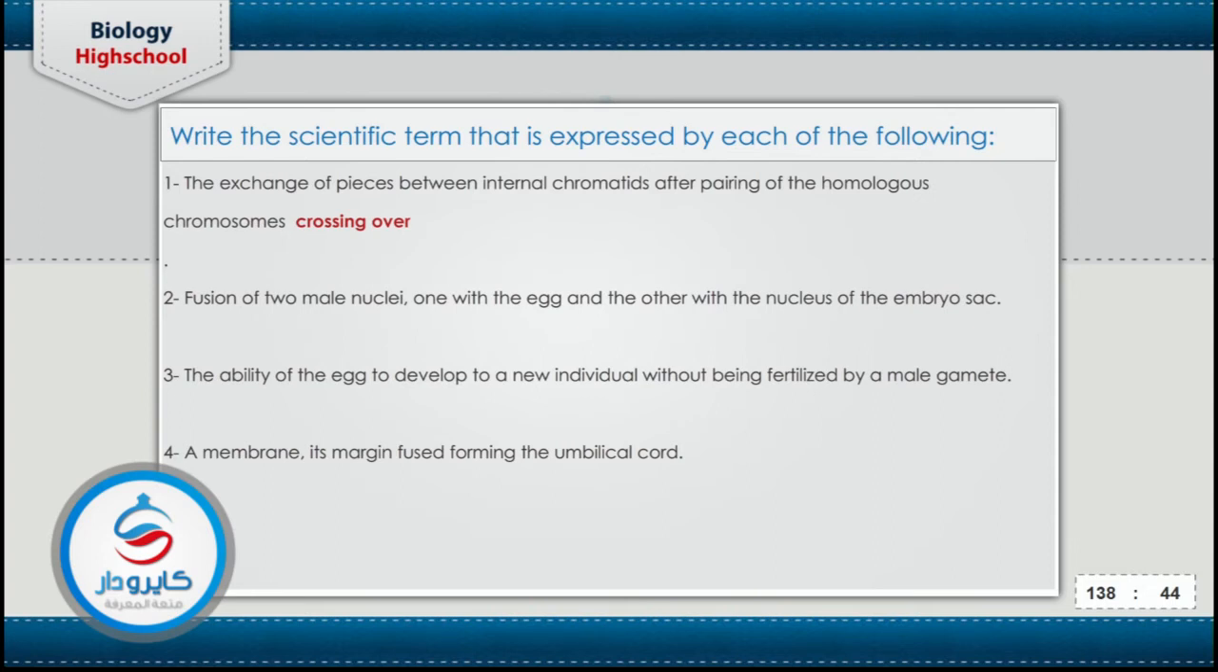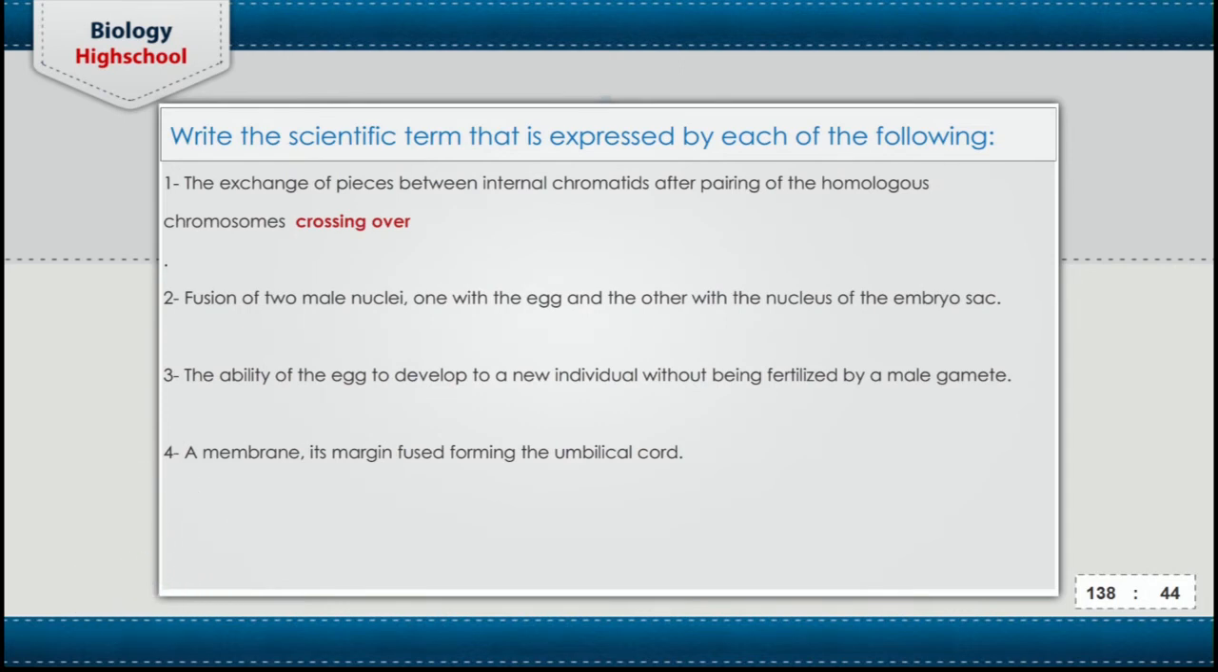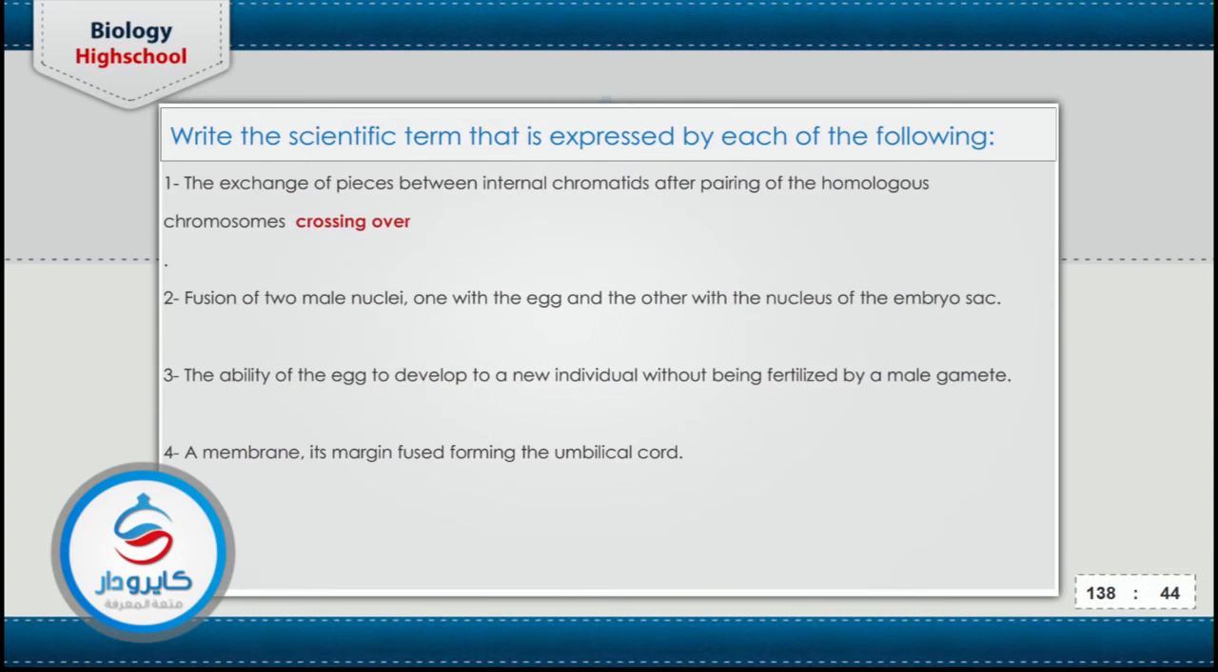The next is the fusion of two male nuclei, one with the egg cell and the other with the two embryo sac nuclei. That is a triple fusion, part of the double fertilization, because one fertilization takes place with the ovum to form a zygote, and the other fertilization is called the triple fusion, which is a fusion between one of the two male nuclei and the two embryo sac nuclei to form 3N, which is called the endosperm.